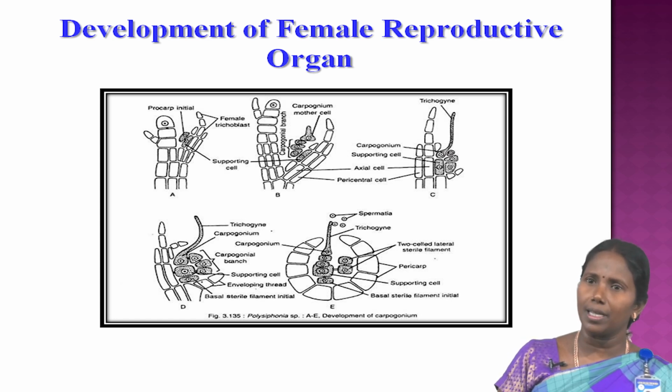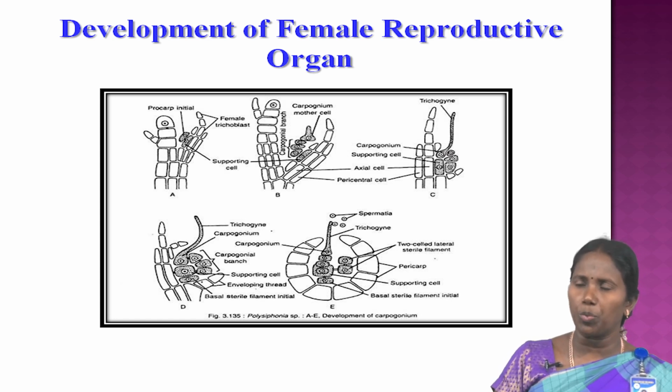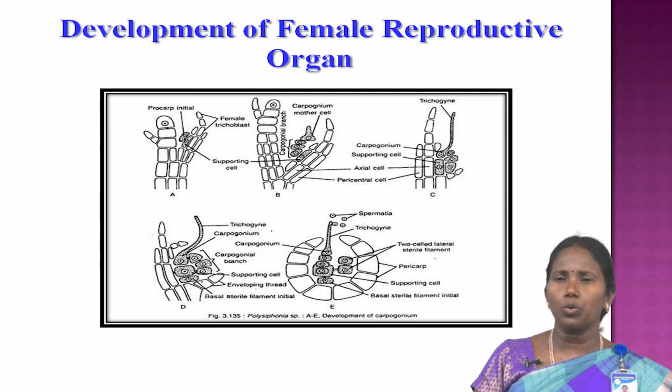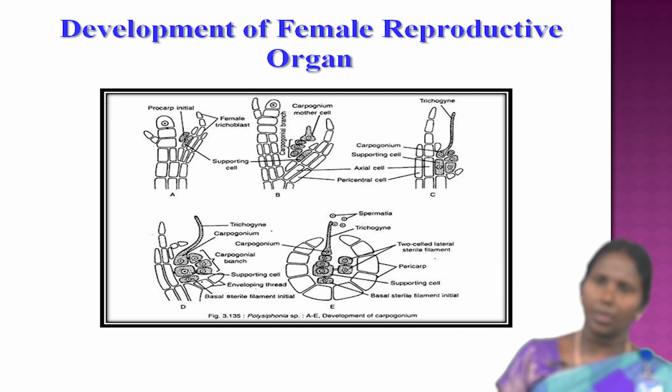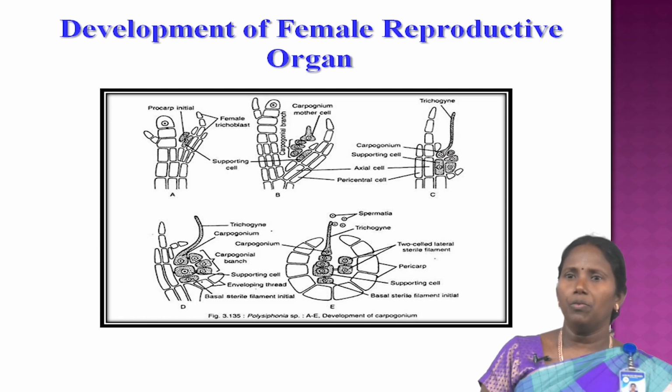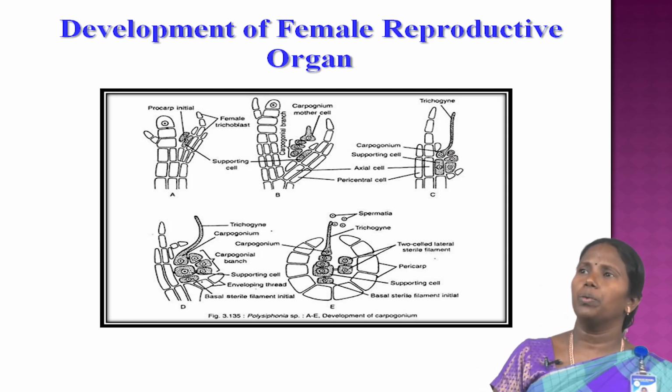The pericentral cells adjacent to the supporting cells start growing to cover the fertilized carpogonium. Later on, they form sheaths around the fruit body called cystocarps.